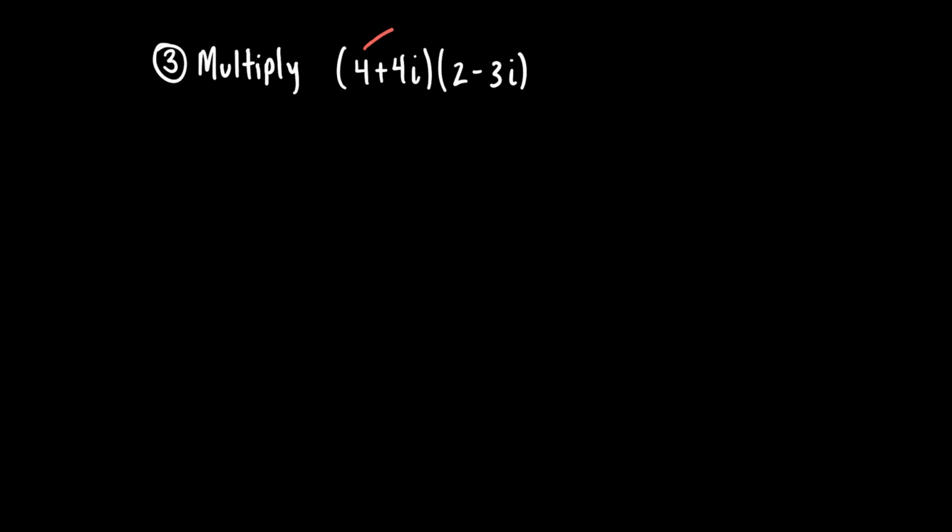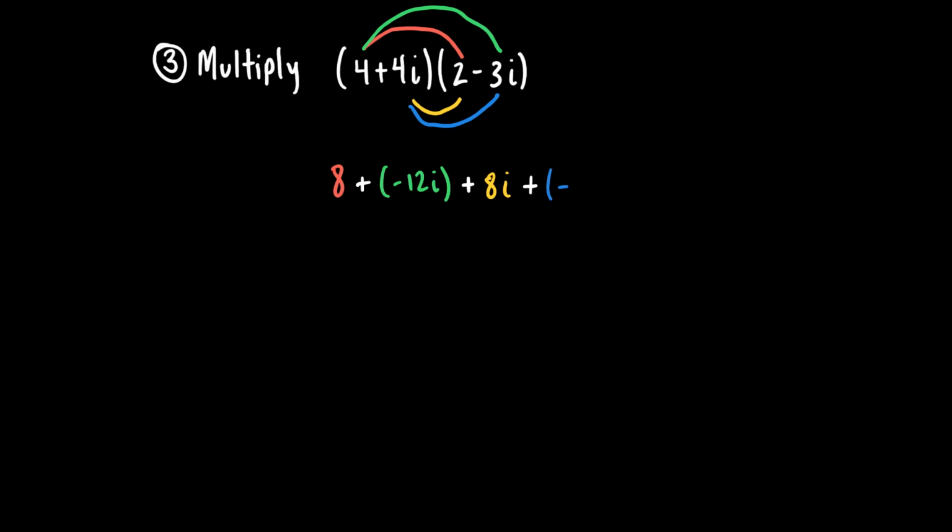Okay, so we'll do those two first, then those two, then these two, then these two. All right, red parts. So we've got 4 times 2 is 8, plus the green part, 4 times negative 3i, that's going to be negative 12i, plus 4i times 2, that's going to be 8i for the yellow there, and then plus 4i times negative 3i, that's going to be negative 12i squared.